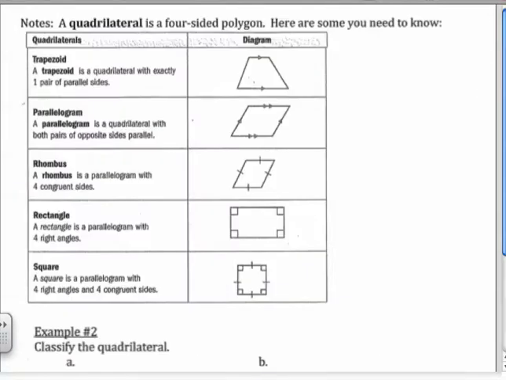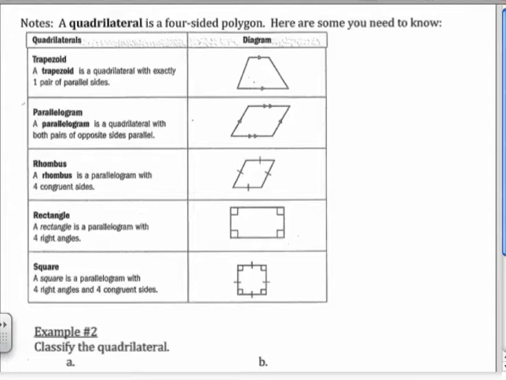Okay? All right. Notes. A quadrilateral is a four-sided polygon. Here are some you need to know. Okay? And I put them in your notes. You have them. You need to study them and memorize them. We'll call it learning. Okay?